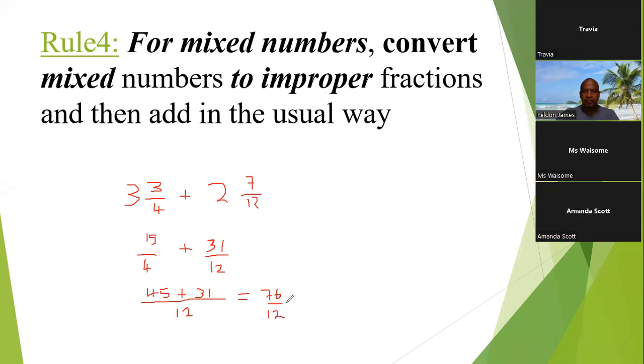What next? Then I divided 12 into 76, it goes 6 times with a remainder of 4. So I put back the 6 and 4 over 12. Can we simplify that any further? Yes, sir. 6 and 1 over 3. All right, so that was the answer.